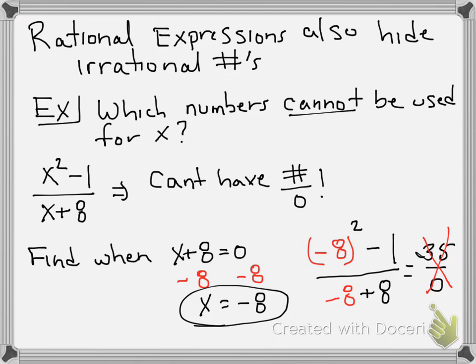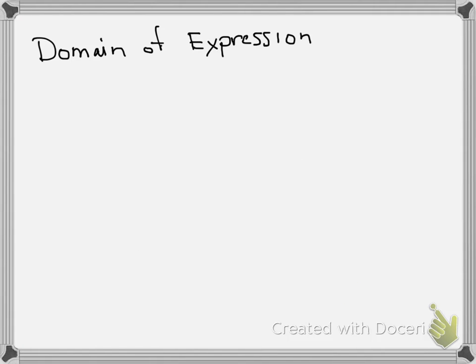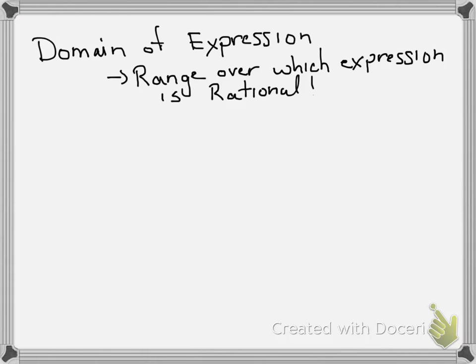That should be a very simple thing to do. And now that gets us to defining the domain of an expression. Okay? So the domain of an expression is just a fancy way of saying the range over which an expression is rational. Okay? So if we have an expression like (x squared minus 8) over (x plus 8), we want to find the possible range of x values that makes this expression a rational number, basically.